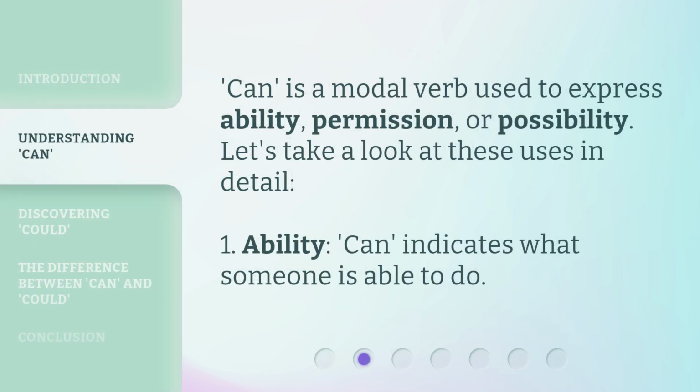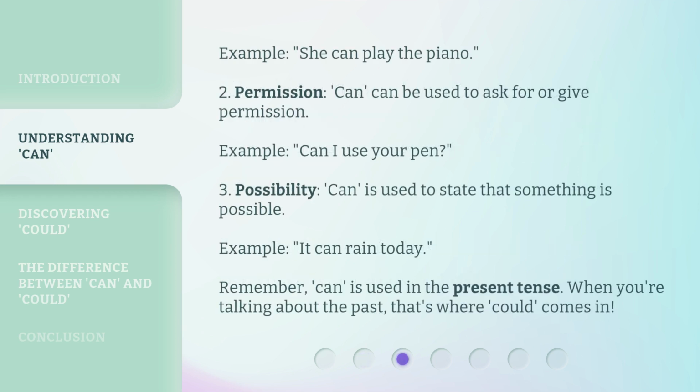Can is a modal verb used to express ability, permission, or possibility. Let's take a look at these uses in detail. 1. Ability. Can indicates what someone is able to do. Example: she can play the piano.